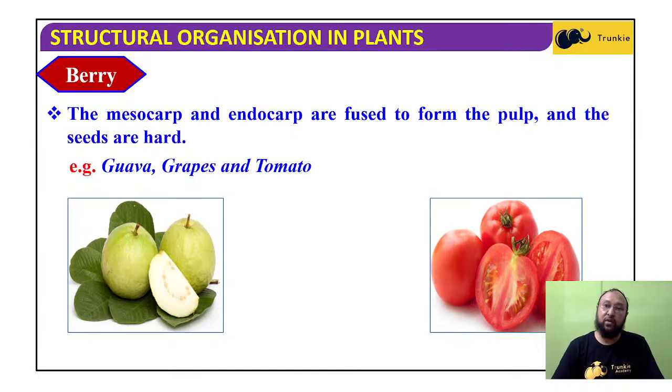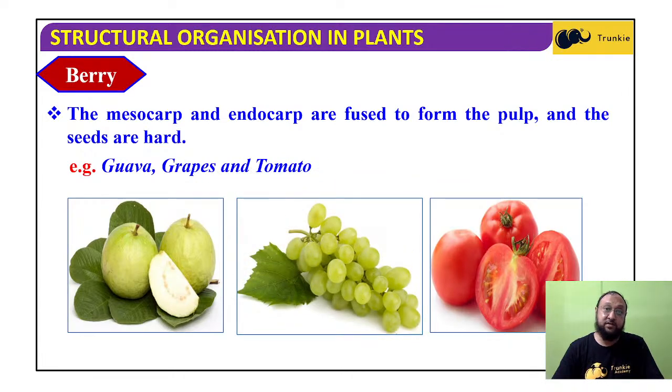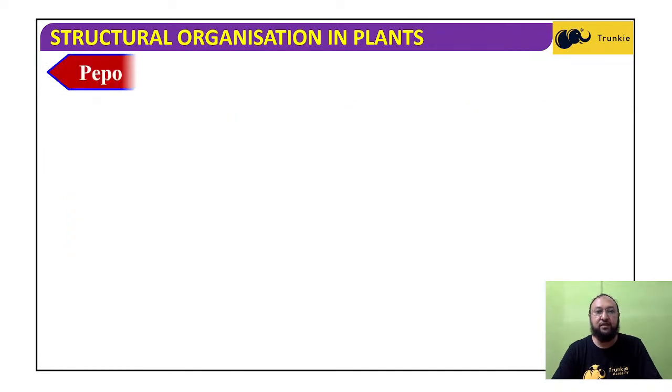Tomato is actually a fruit. Though we use it as a vegetable, it is a fruit. And the seeds are there, and the seeds are hard. Grapes also: the mesocarp and endocarp are fused, and the seeds are hard. Now, pepo.